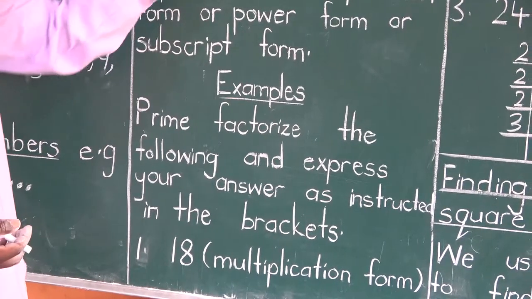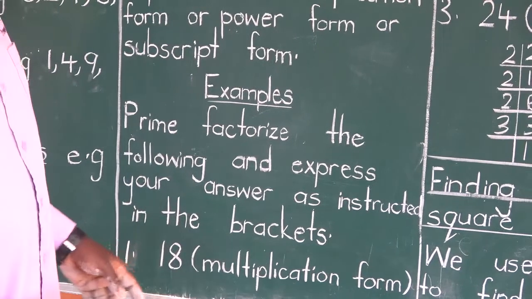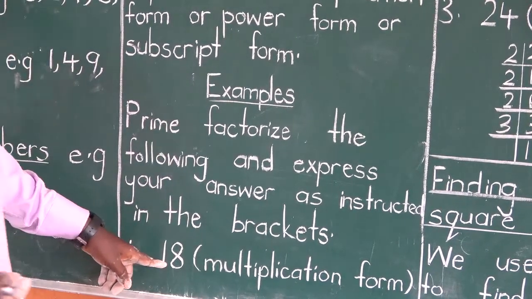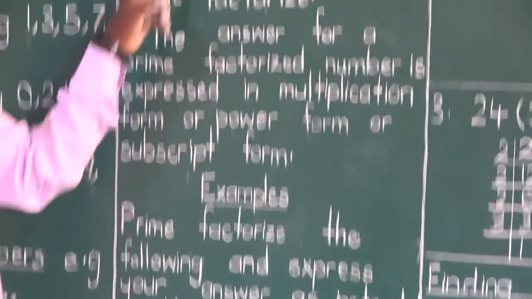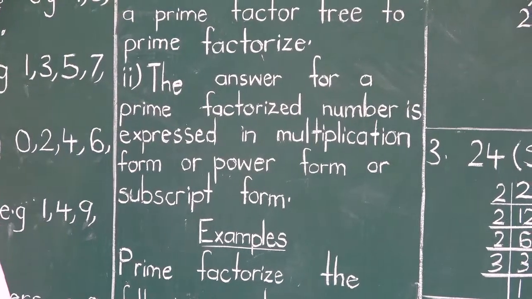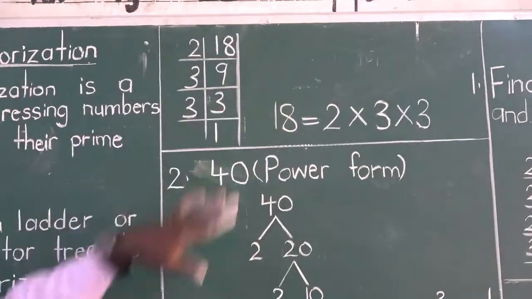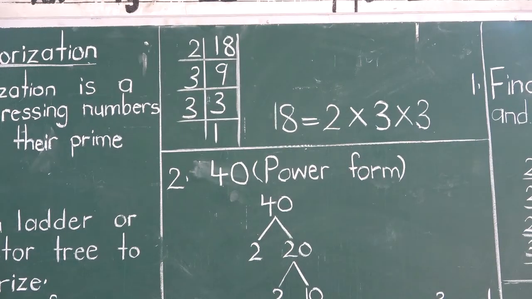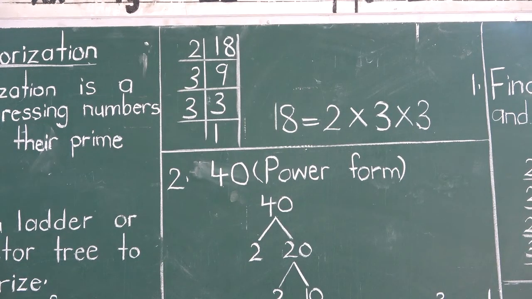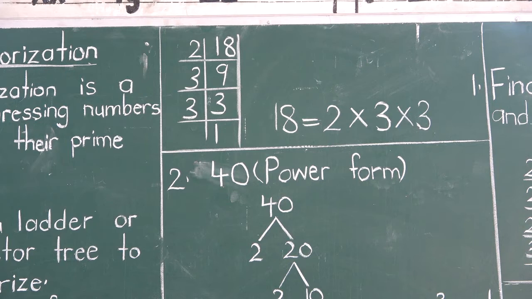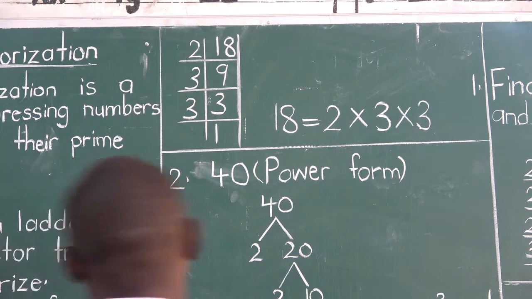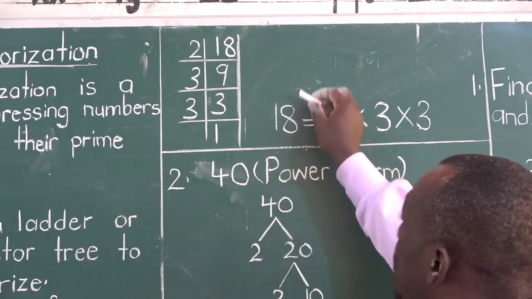Like I said, we use a ladder or a prime factor tree to prime factorize this 18. Teacher has chosen the use of a ladder. This is what's called the ladder method of prime factorization. In prime factorization, we use division by the prime numbers. We want factors that are prime numbers that come out of the said number 18.